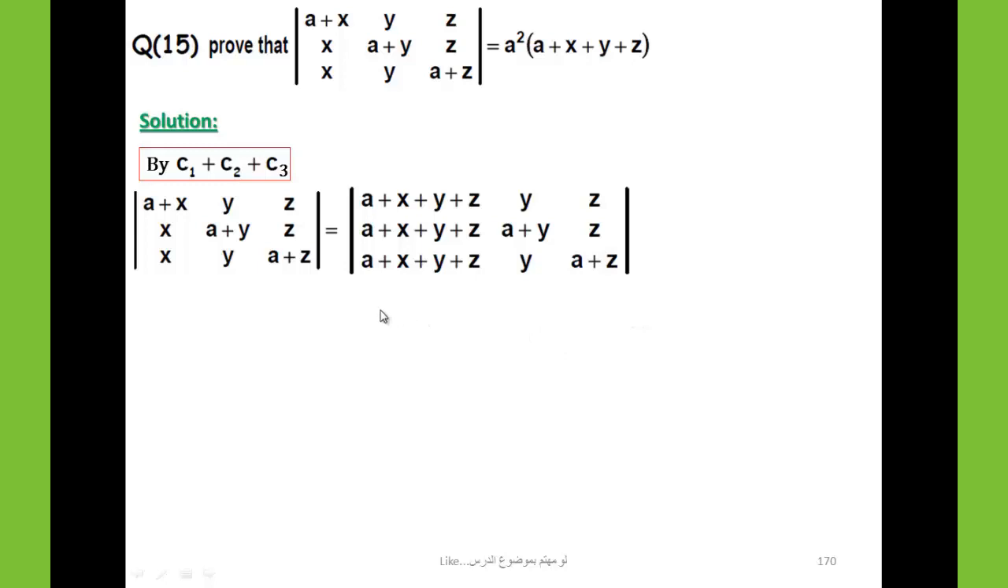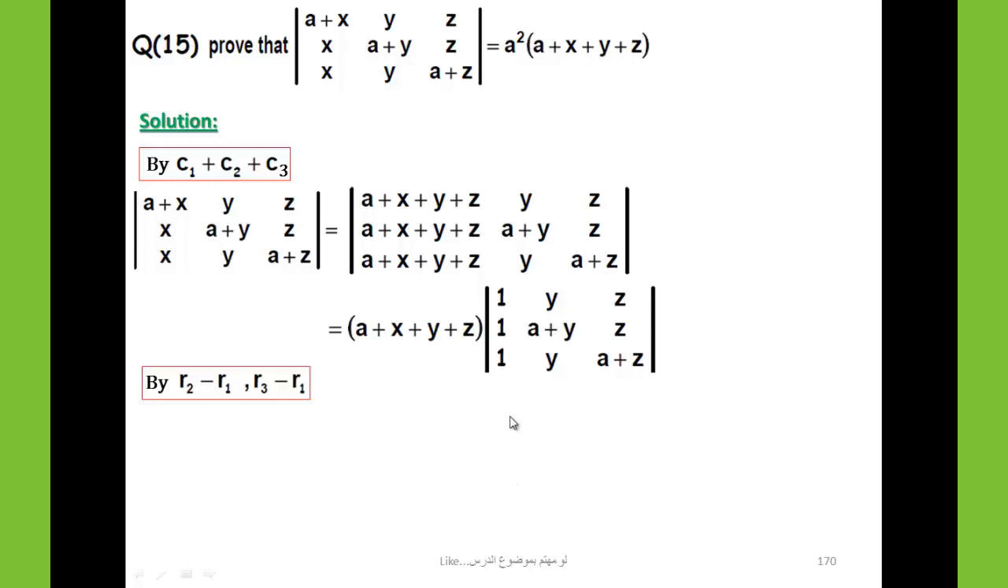Now, we notice that a plus x plus y plus z is repeated in all elements of the first column, so we can take it as a common factor, which equals (a plus x plus y plus z) multiplied by a column of 1, 1, 1. After we take it as a common factor, the second and third columns stay the same. Okay, using the properties of matrices to get the greatest number of zeros here.